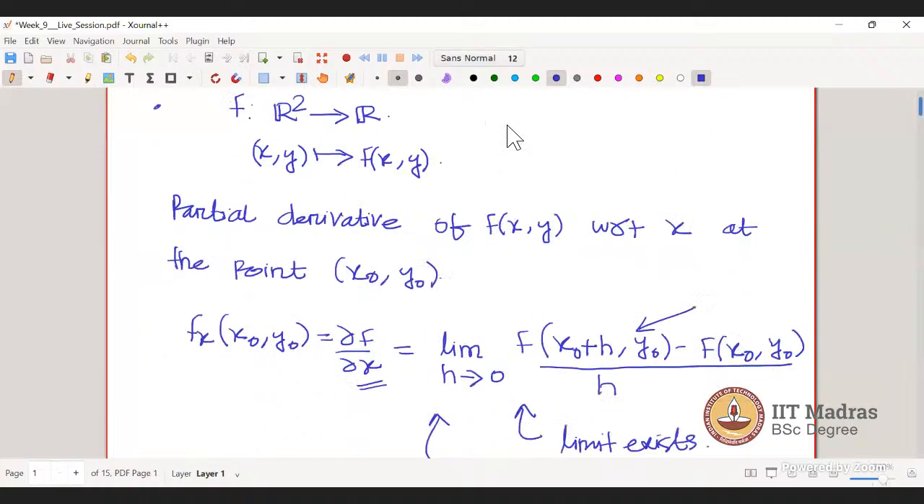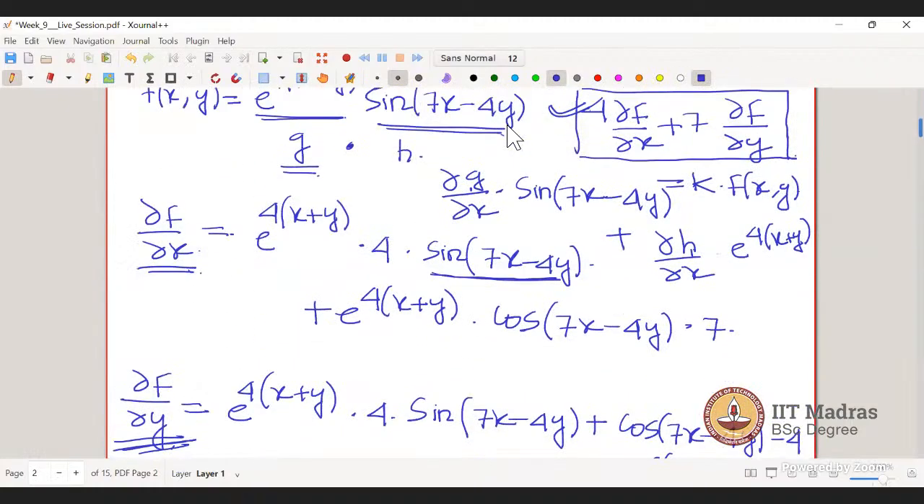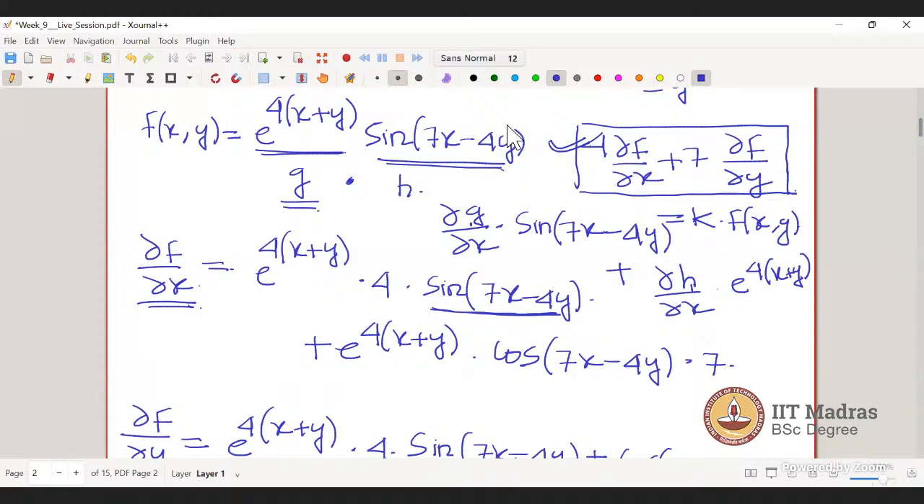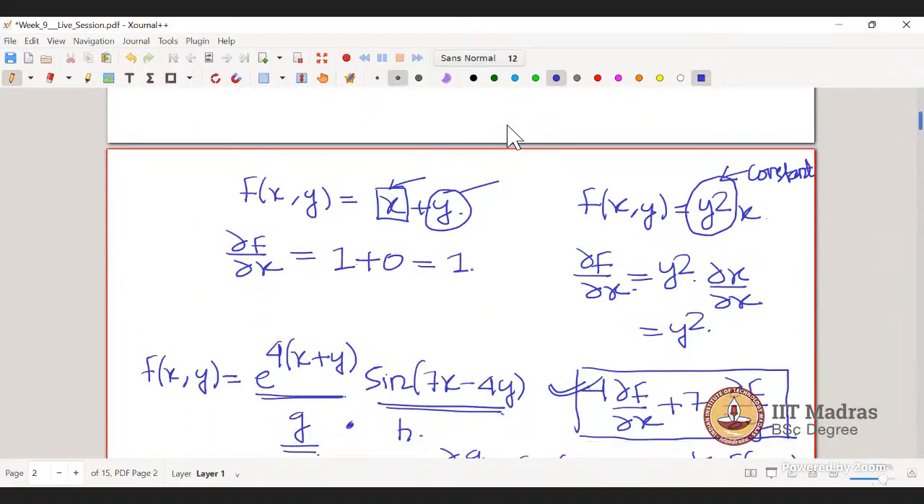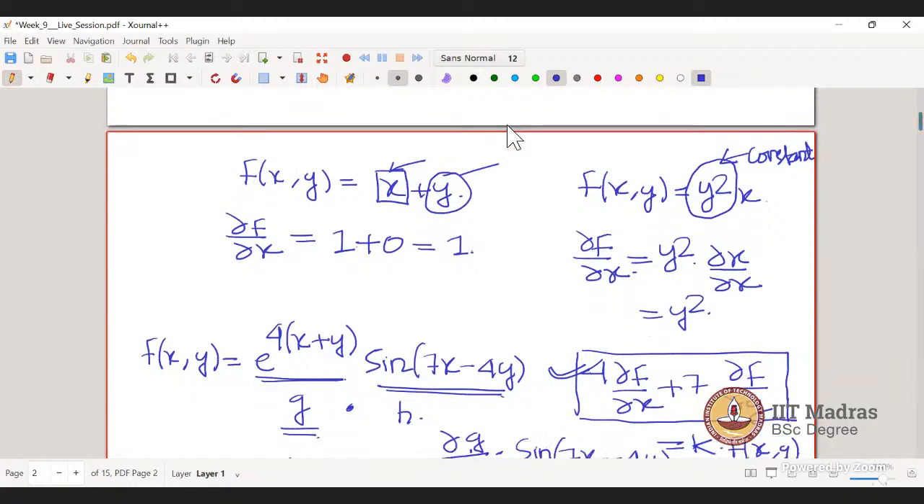Any doubt on this calculation, like what we are doing here? It's basically one variable calculation. No, sir, this is clear. Any doubts? No, not a doubt, I just want to see the questions. Can you go to the top, the first page?